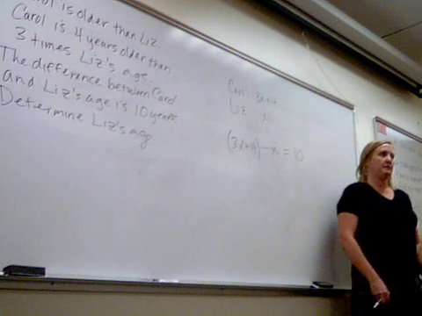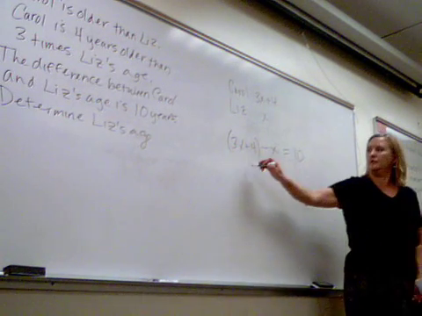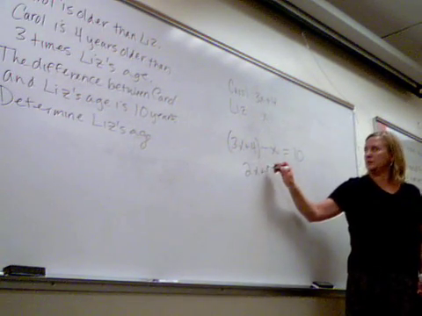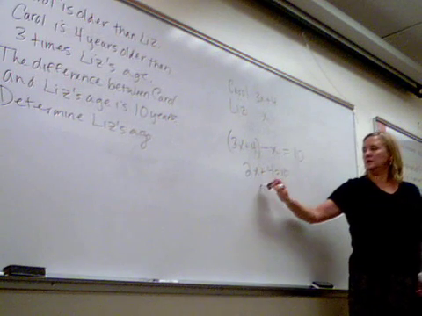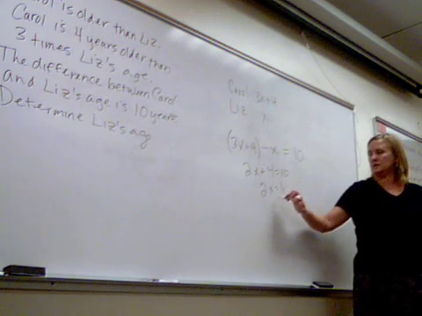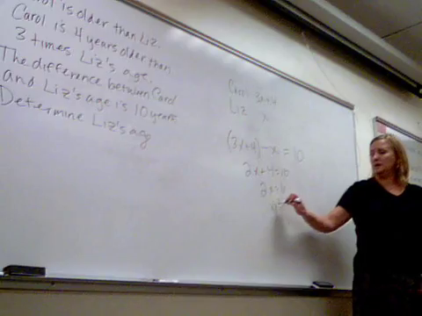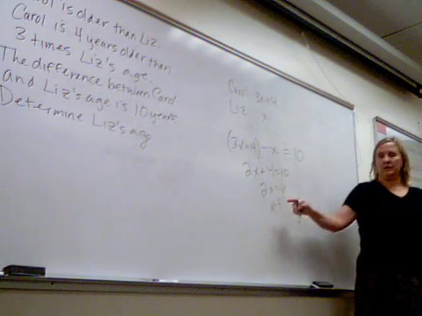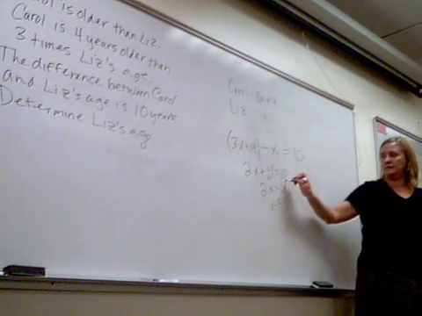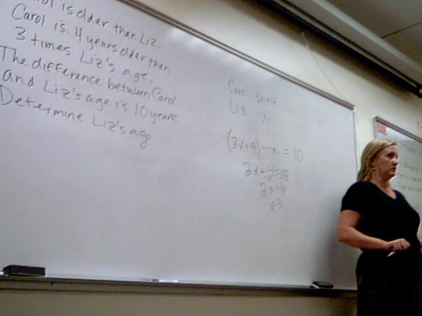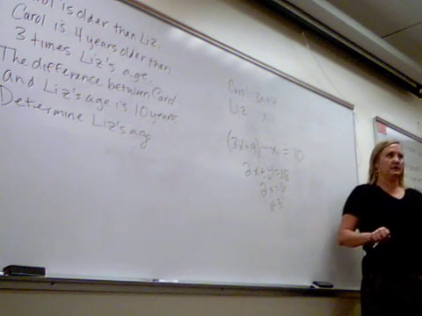So I've set up my equation. Now I need to solve. And I get 2x plus 4 equals 10. 2x equals 6. X equals 3. Are you okay with me skipping here instead of writing minus 4 and dividing by 2? I'm not losing anybody?